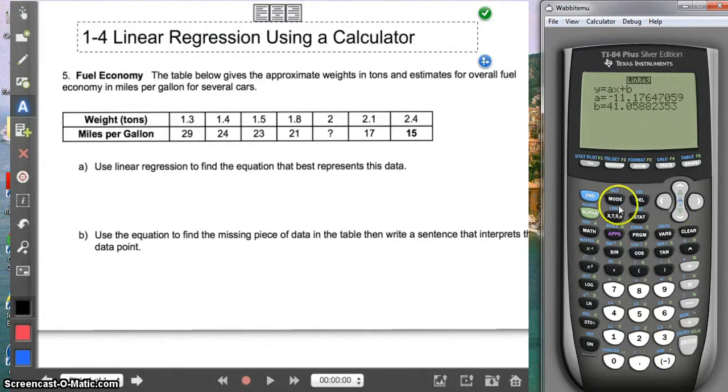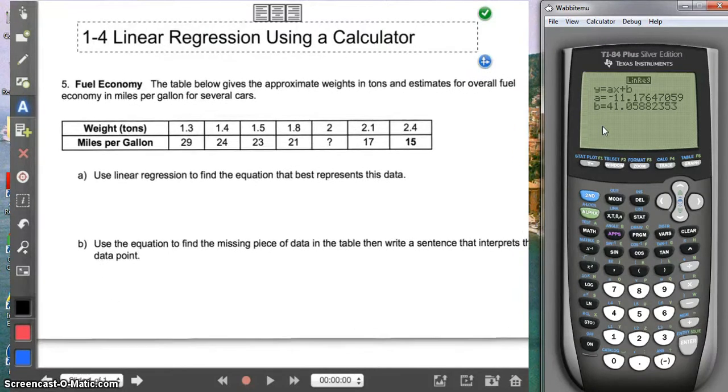Your calculator will calculate the linear regression equation for you. If you have a TI-84, it will, after you press enter for linear regression or number 4 enter, you will see linear regression in parentheses y equals ax plus b. You have to press enter again, and then it will give you your a, which is the slope, and b, which is your y-intercept.